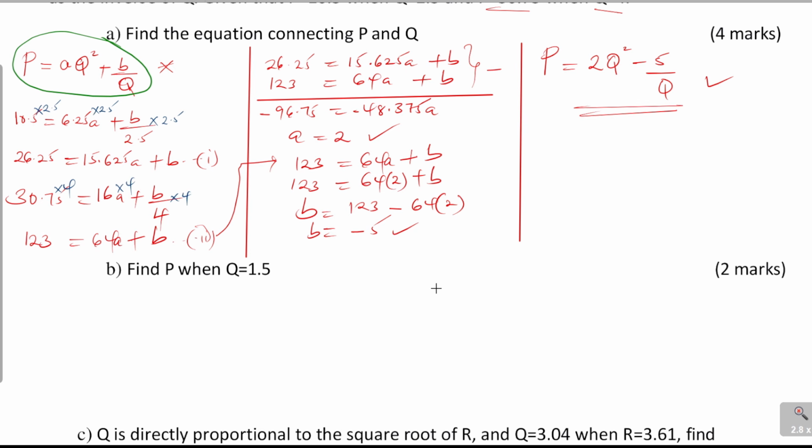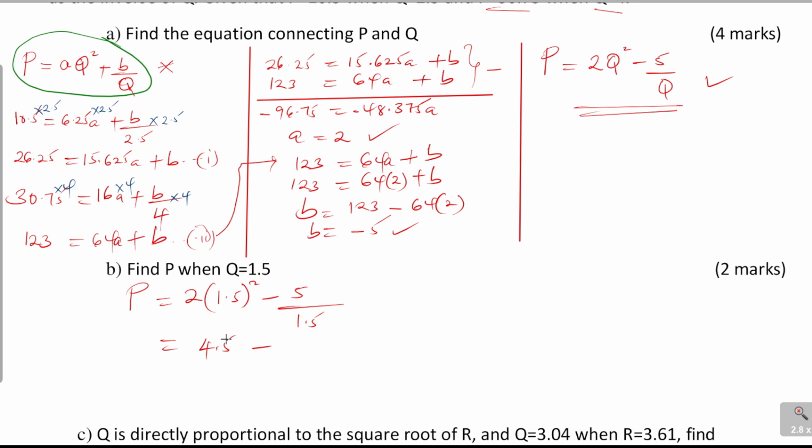The other question is find P when Q is 1.5. So from this equation, P is equals to 2Q squared, Q is 1.5 squared, minus 5 divided by Q, 1.5. As simple as that. So this will be 2 multiplied by 1.5 squared. This will be 4.5.